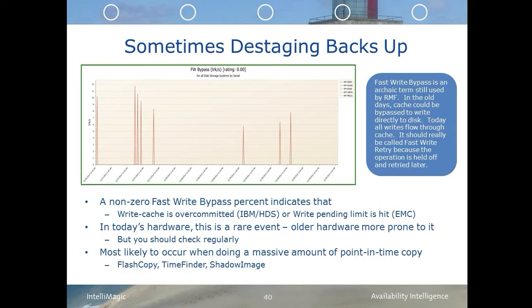With today's hardware, this does not happen very often, but it can be common on older hardware or even current hardware with slow or overloaded disks. You also might see elevated DFW bypass when doing a massive point-in-time copy operation, since that could put a heavy demand on the back-end disks. If you frequently see non-zero DFW bypass levels, this is not a suggestion that you need more write cache. It is typically an indicator that you need more or faster disk spindles.